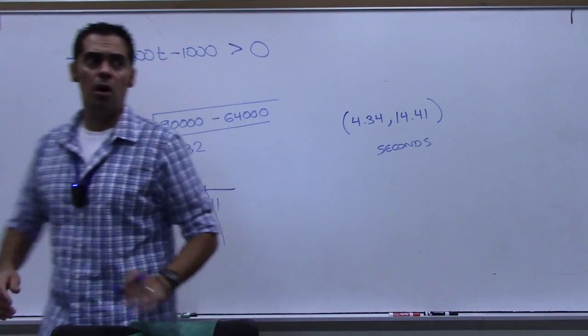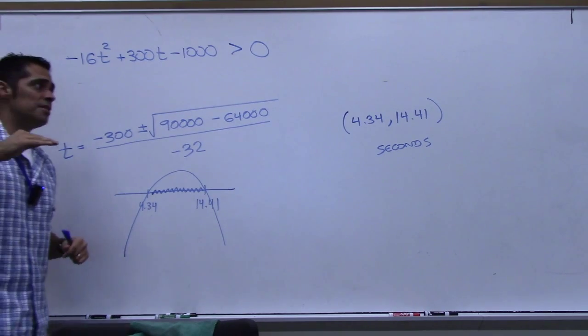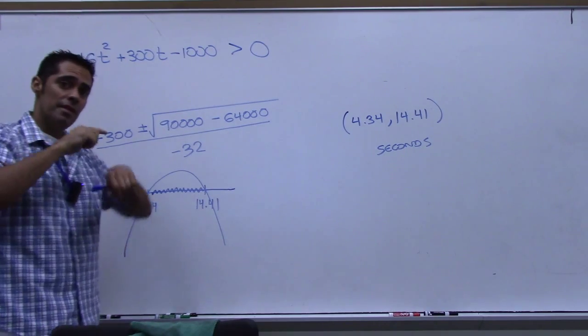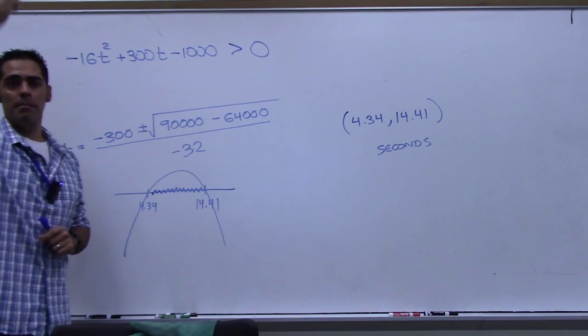So this ball is thrown upward from a bridge that's 200 feet high. It's thrown up with a velocity of 300 feet per second. It takes 4.34 seconds for it to reach 1,200 feet. And then it keeps going up, so it's above 1,200 feet, and then it starts coming down, and now it's below 1,200 feet. So between 4.34 seconds and 14.41 seconds, it's above 1,200 feet that whole time, going up and coming back down. Make sense?